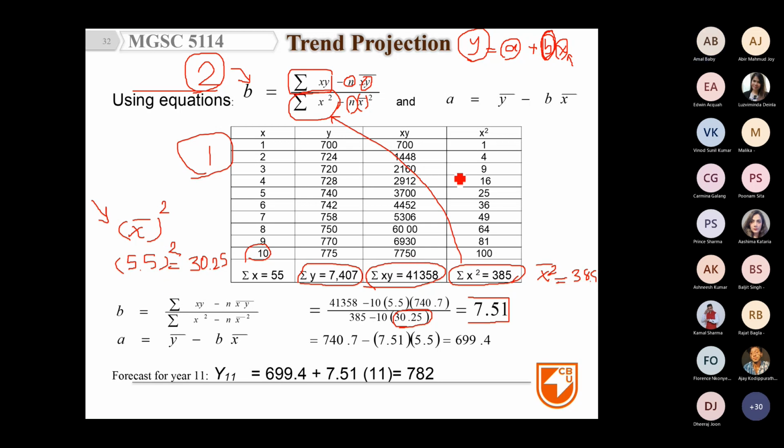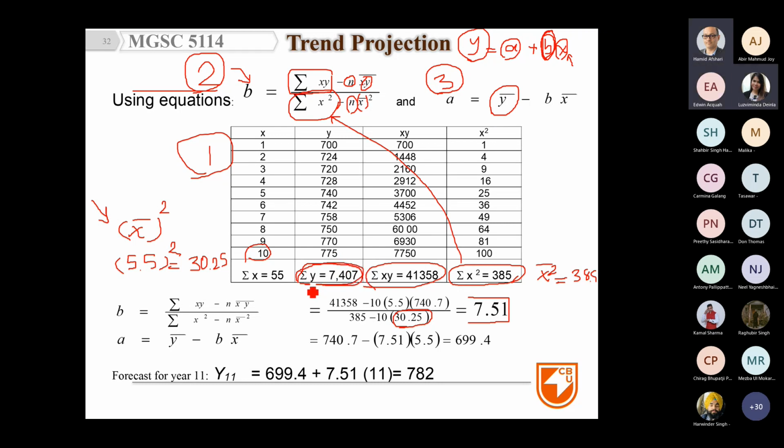Okay. So this is the second step. I could calculate B, which is the slope. The third step is calculating A, which is the intercept. That's pretty simple. So how can I do that? I have the y bar value. How much is the y bar? This number divided by 10. 740.7. Exactly. Do I have B? Yes, I already calculated it at the end of step number 2.